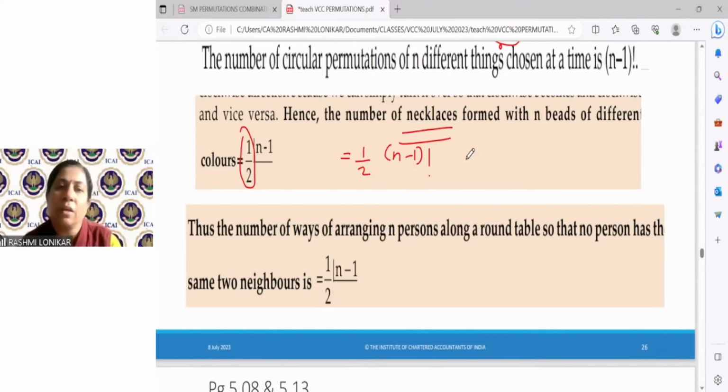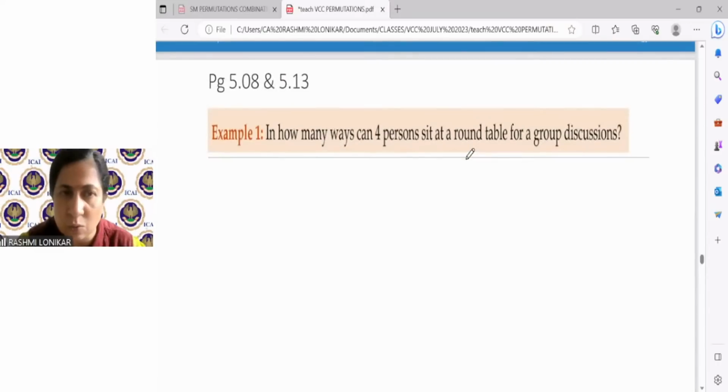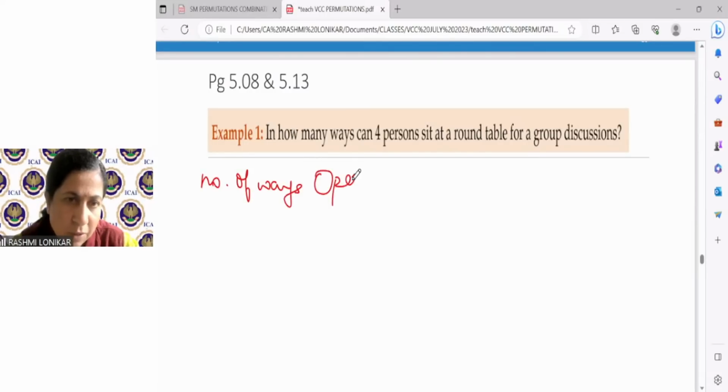So the necklace formation formula, and the formula for arranging people along a table such that no person has the same neighbors, is also 1/2 (n minus 1) factorial. Okay, so this is a very important formula. Let us do certain sums. What is the number of ways for circular permutation? It is equal to (n minus 1) factorial ways.